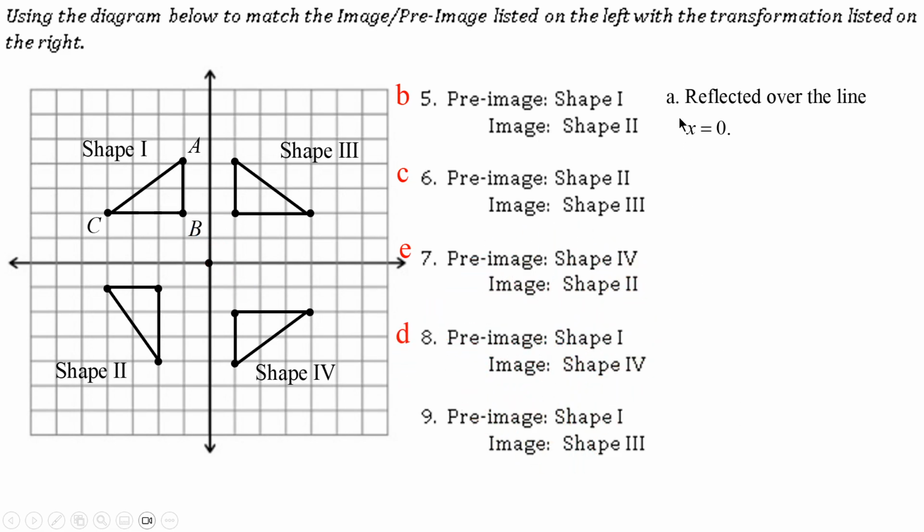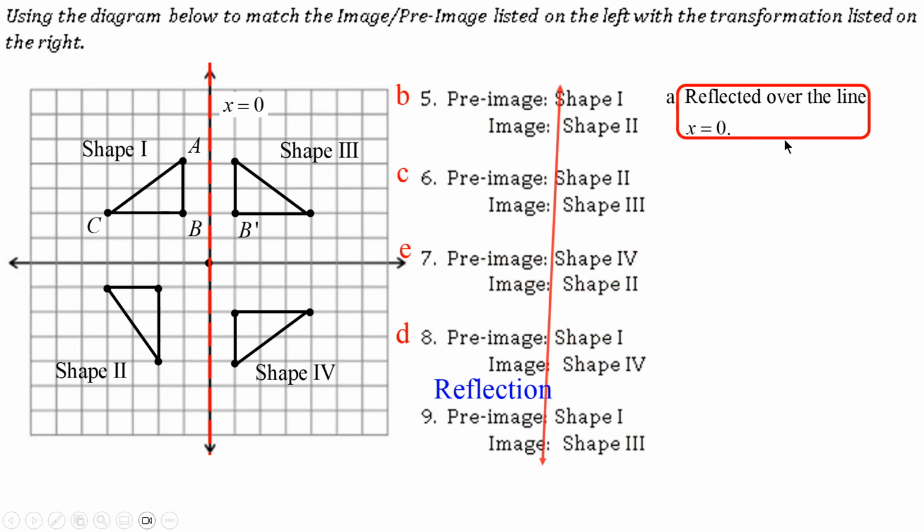And now, do you think the answer to 9 is going to be A? Well, let's double check. We're going 1 to 3. 1 to 3. That looks like a reflection to me. And the question is, am I reflecting over the line x equals 0? Well, there's my x equals 0 again right there. And that worked perfect. There's my B prime right there. That is it. So there it is. The answer is A right there.